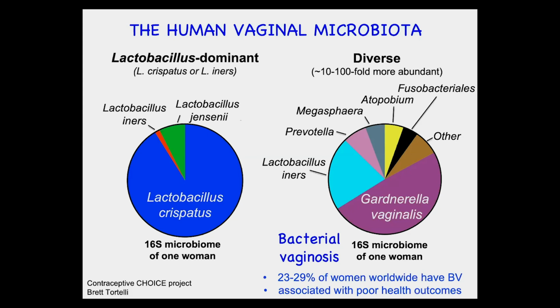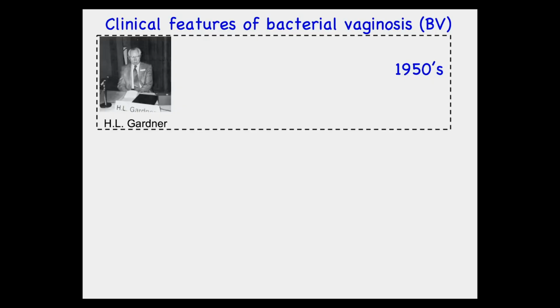Anywhere from 23 to 29% of women worldwide have this condition, BV, and it's been associated with a number of poor reproductive health outcomes, which we'll also discuss. Before we get there, I'd like to introduce you to some of the clinical features of bacterial vaginosis. Back in the 1950s, Gardner and colleagues had worked up some of the features of what would become known as bacterial vaginosis.